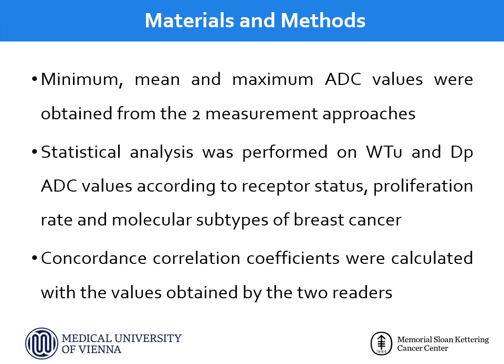Statistical analysis was performed on the apparent diffusion coefficient values obtained from the whole tumor and from the darkest part, according to receptor status, proliferation rate, and molecular subtypes of breast cancer. Concordance correlation coefficients were calculated with the values obtained by the two readers.